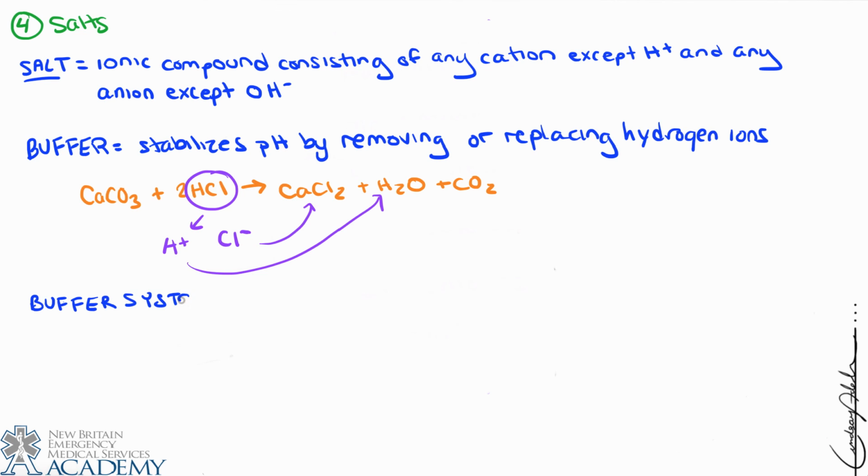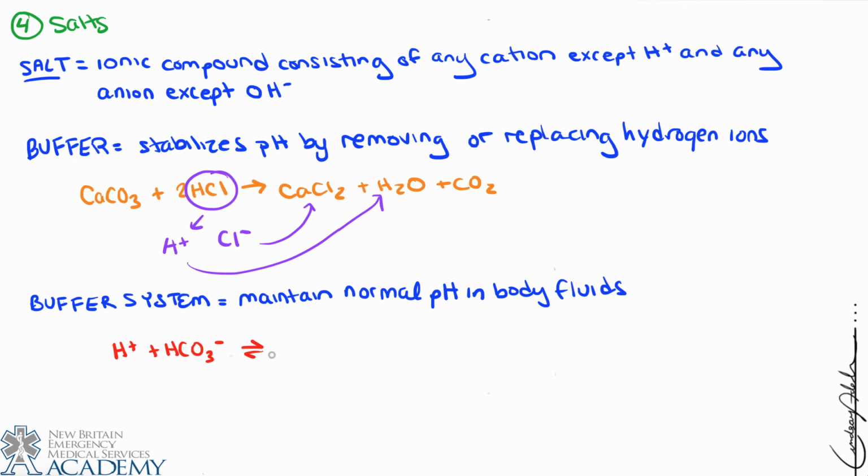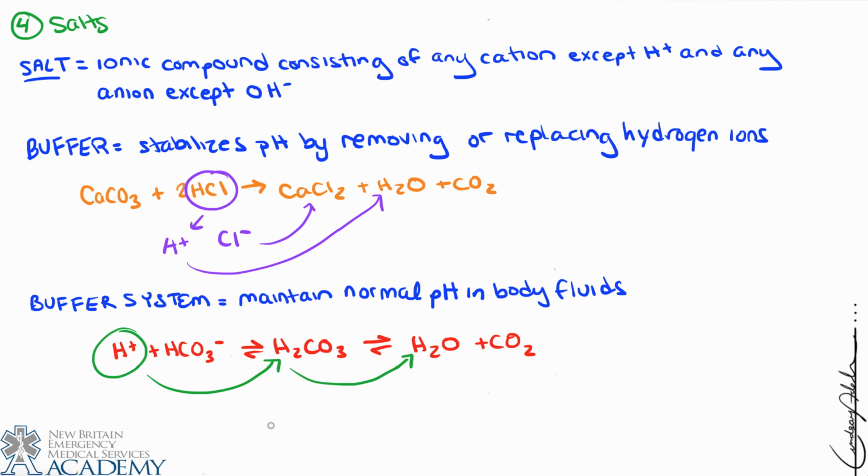A buffer system is responsible for maintaining a normal pH in body fluids. And commonly we're going to refer to the blood, but there will be other examples that might be useful. The carbonic acid bicarbonate buffer system is a prime example, and we can see H+ that's present in the blood, and it combines with the bicarbonate ion to form carbonic acid and eventually is converted to water. So it's just important to note that this hydrogen ion, again, is being removed from solution by combining with other molecules in order to essentially kind of be neutralized.